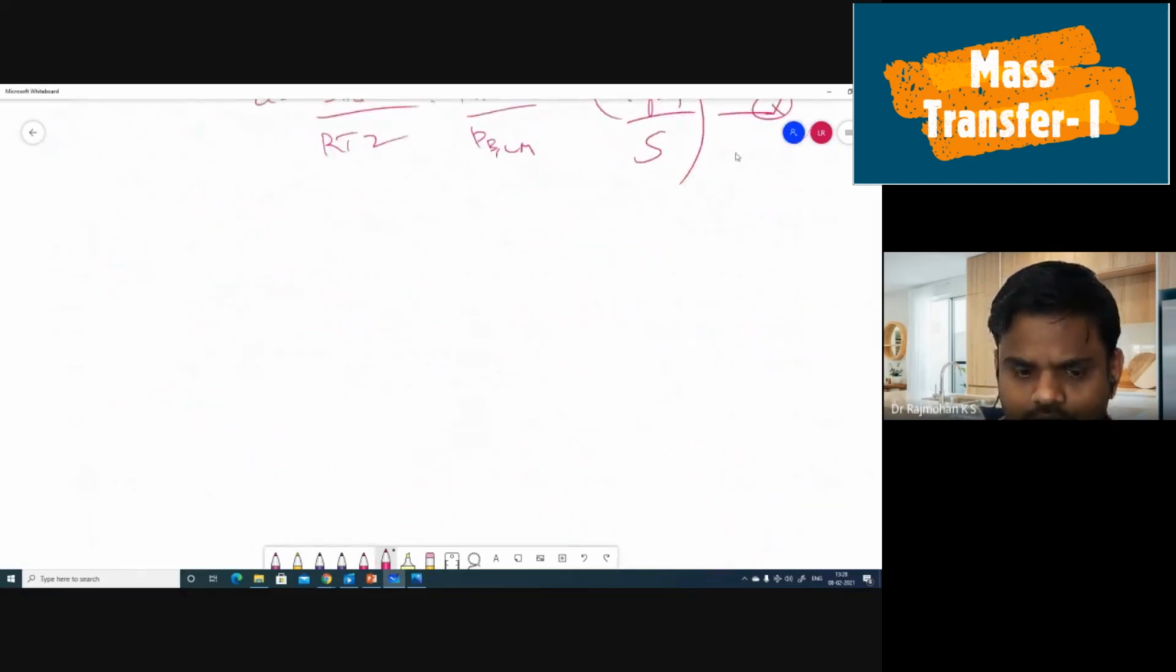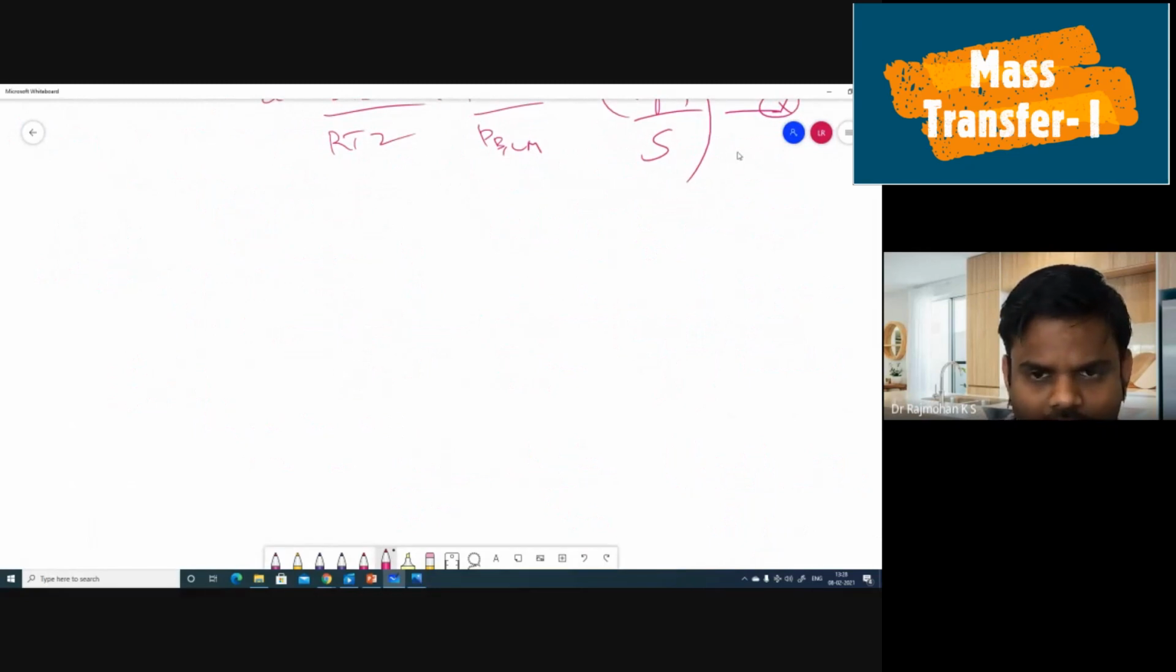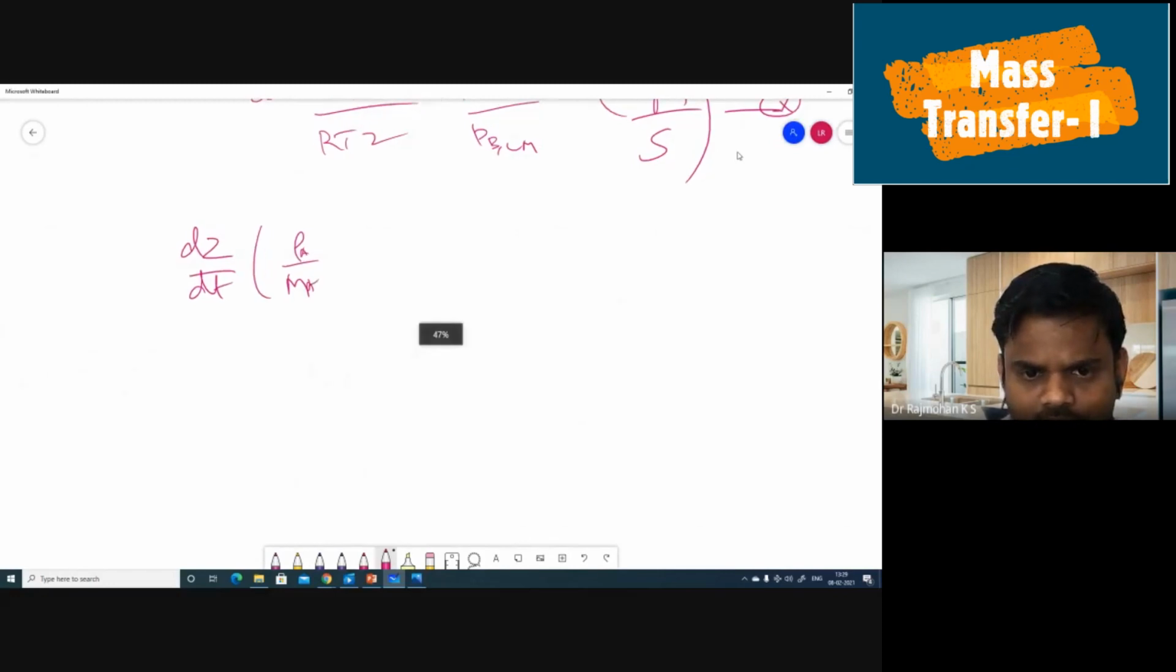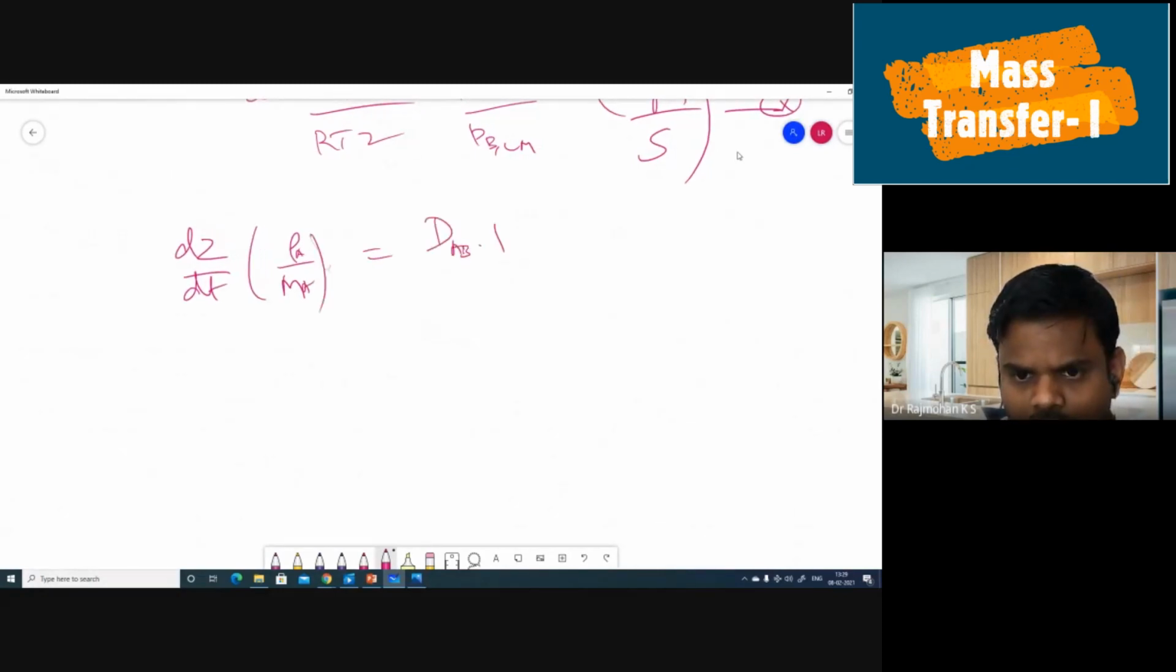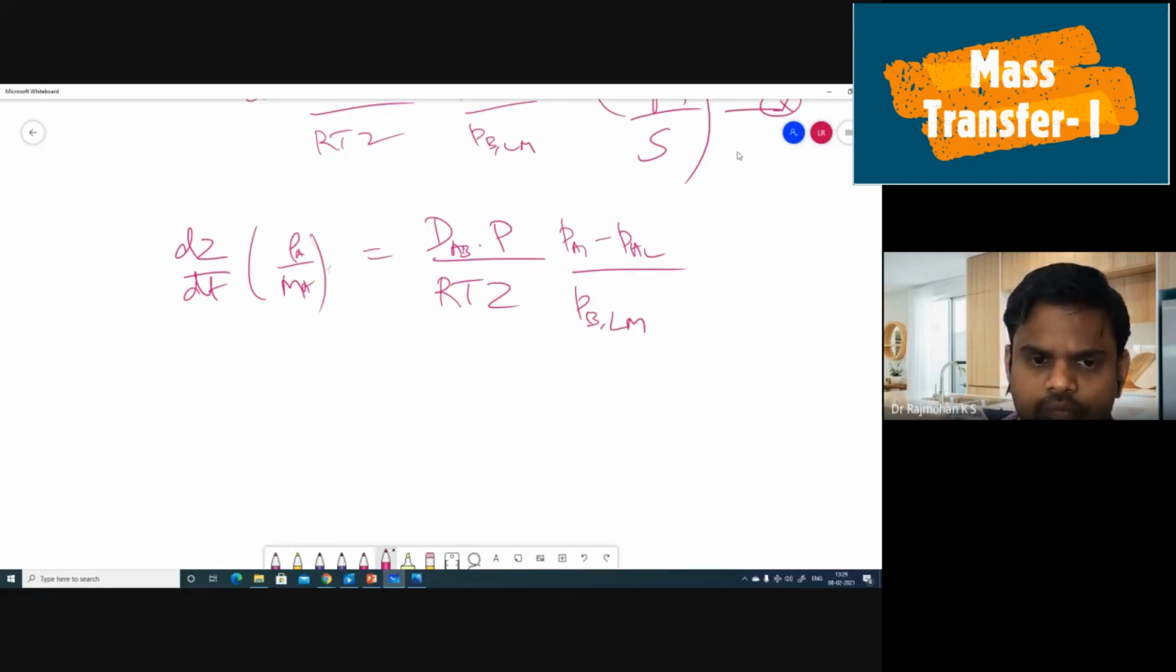So the unit should be the same when you are substituting the conditions. If you substitute this, A gets cancelled. So you have dz by dt into rho_A by M_A equal to D_AB P by RTZ, (P_A1 minus P_A2) by P_B logarithmic mean. Now we know what to do.